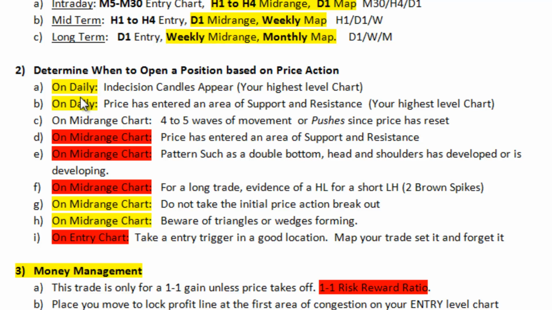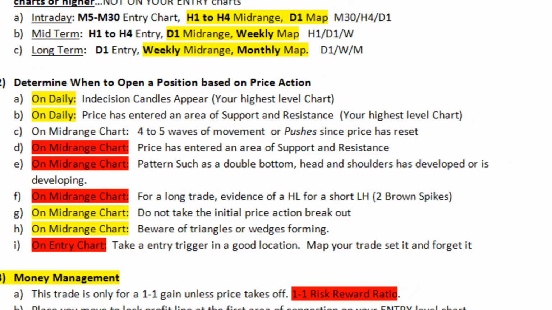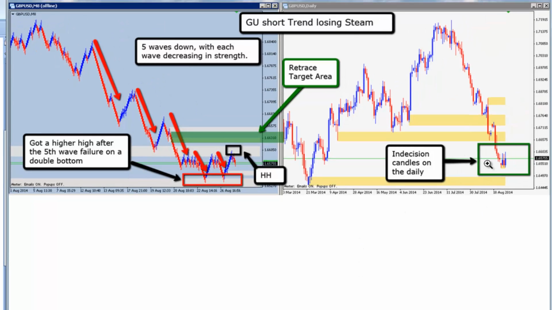But first thing we're looking for is indecision candles, and I always look at indecision candles that appear on my highest level chart, which is my daily chart. Let me show you an example. Now, if you look over here, I actually mapped this trade out.